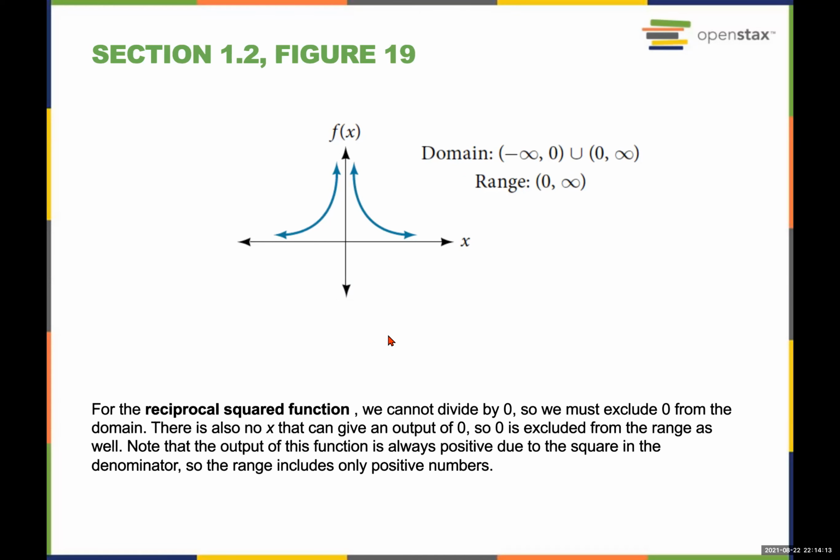Next one, reciprocal squared function. Again, we cannot divide by 0, so we exclude that. So your domain is from negative infinity to 0 and 0 to infinity. And the range is always positive, so that is from 0 to positive infinity.